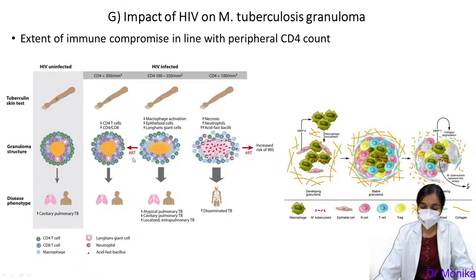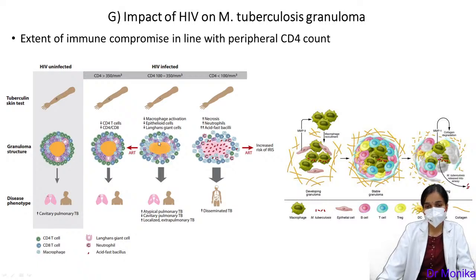As there is further progression, there will be decreased macrophage activation, a decrease in epithelioid cells, as well as a decrease in the Langerhans cells, which will further derange the structure of the granuloma. While in case of the advanced disease, there will be increased necrosis and an increase in the neutrophils as well as an increase in the Mycobacterium TB bacilli. During this response, the TST response will either be reduced or it might be absent.